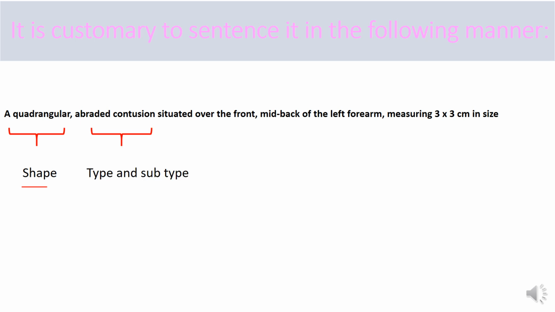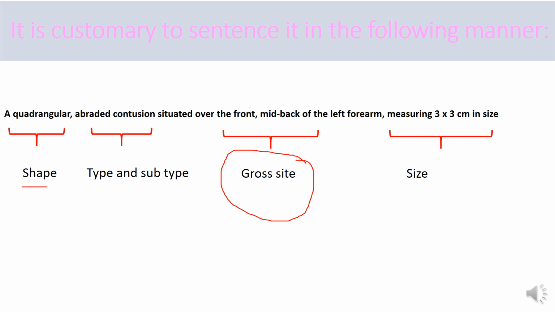And then the next one is type and subtype: the basic type and the subtyping if possible. Abraded contusion. And the next one is situated over the front mid-back of the left forearm. So that means I have described the gross site. While I am reading this description, anyone can imagine the injury stepwise. And now I am going to tell about the size of the injury, measuring 3 × 3 cm in size.